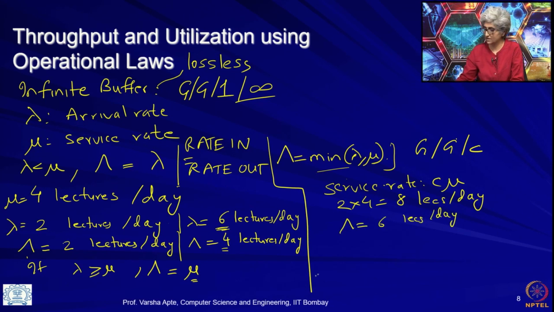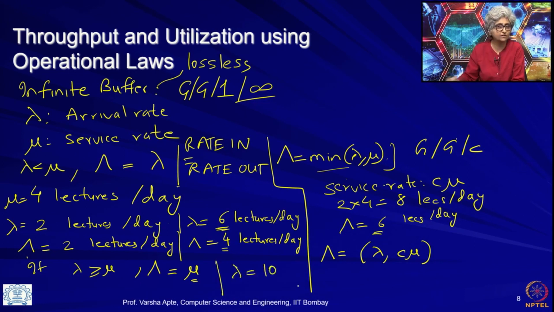So, the same logic applies, right. For GGC, throughput is going to be the arrival rate if the arrival rate is less than C mu, but if it is greater than C mu, then it has to be C mu, right. So, here 6 was less than 8, so your throughput is 6, but now if suddenly lambda is 10 lectures per day coming, then even both of you will not be able to watch, you can only watch 8 lectures per day, right.